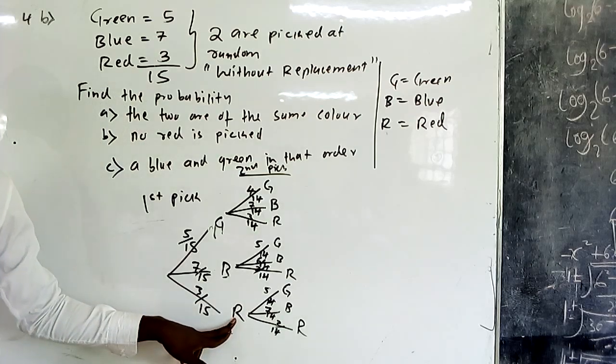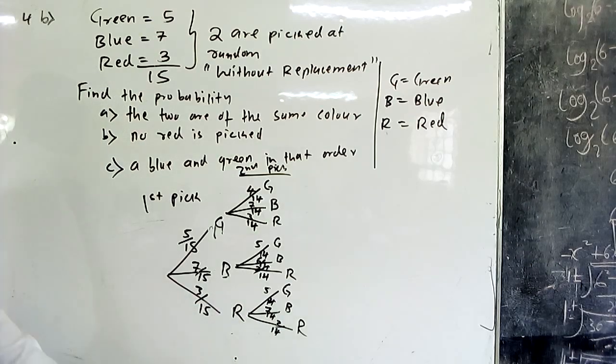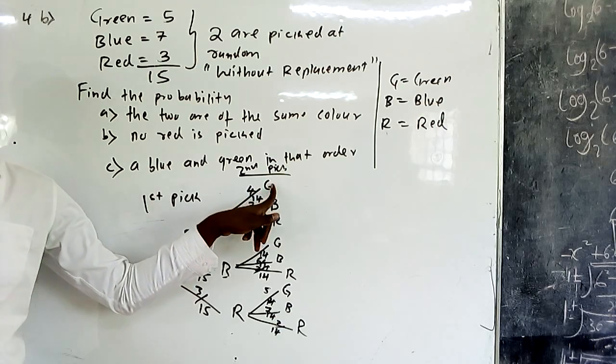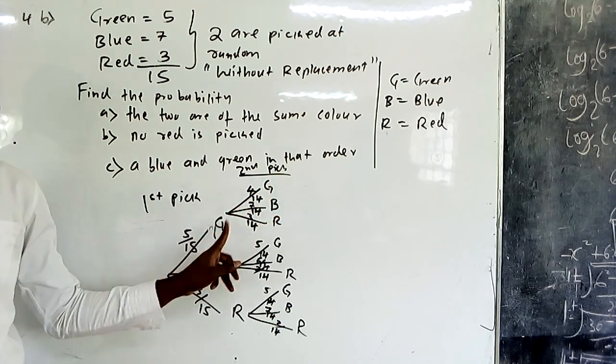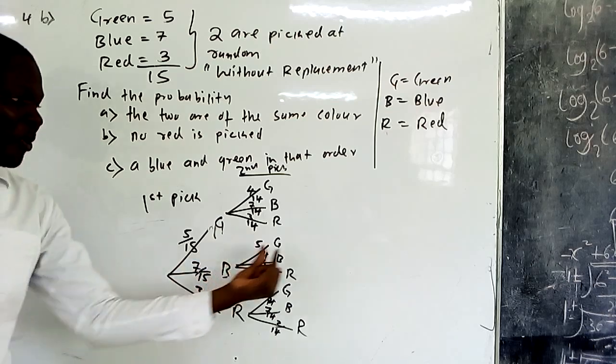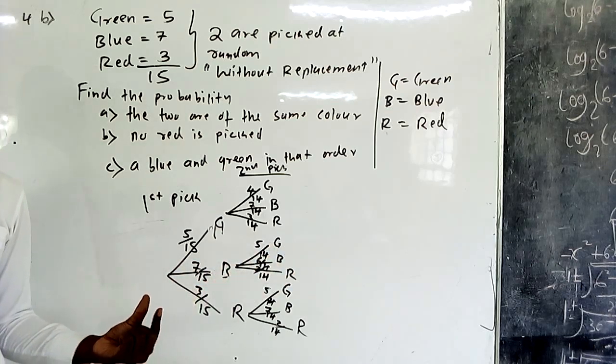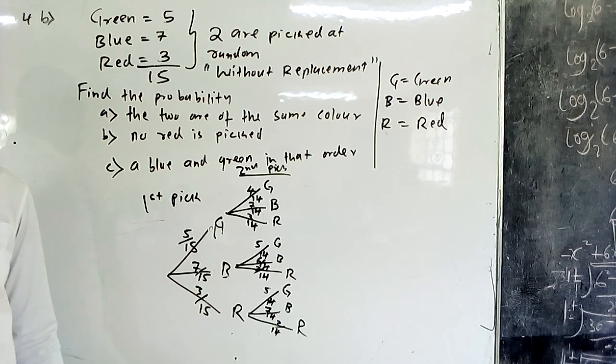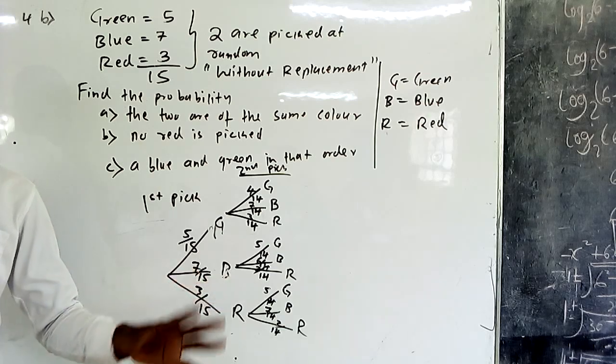So when you pick 2, it means you picked green and green. Are you seeing? If you pick 2, you picked blue and green. You picked blue and blue. Are you seeing how tree diagrams work? Yes. It represents whether events are dependent or independent.